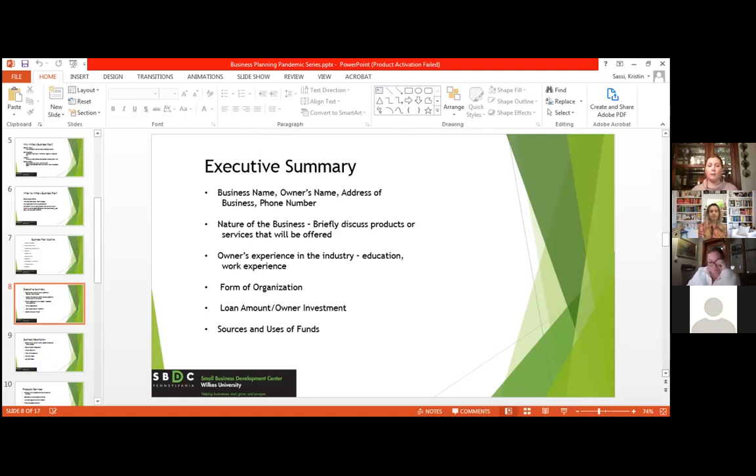And then you want a complete breakout of the sources and uses of funds. So if you are seeking $50,000 to open your business, what is that money going towards? Is it going to be $10,000 for equipment, $5,000 for furniture and fixtures? Maybe you have to do some renovations to a location and you need money for that. So it's really important in this section to list how much money you need, how much the owner is going to contribute, and then what exactly the money is going to be used for.